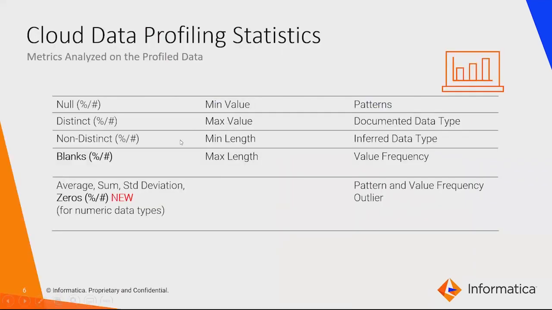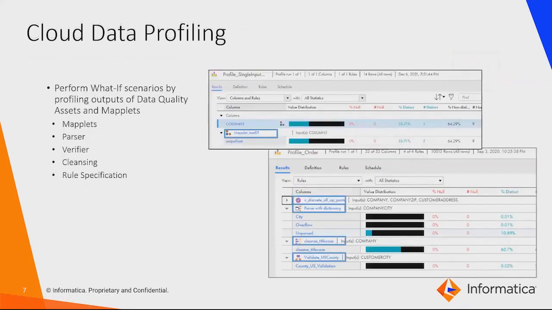There are different statistics that you would get when you do the data profiling, like nulls, distinct, non-distinct, blank, and on the value side, min, max, and then you can also have the different patterns within the data sets, right? And when you do the data profiling, you can also add some tools, and that's what it's mentioning here. You can perform what-if scenarios by using different assets, maplet, parser, verifier, and all, right?